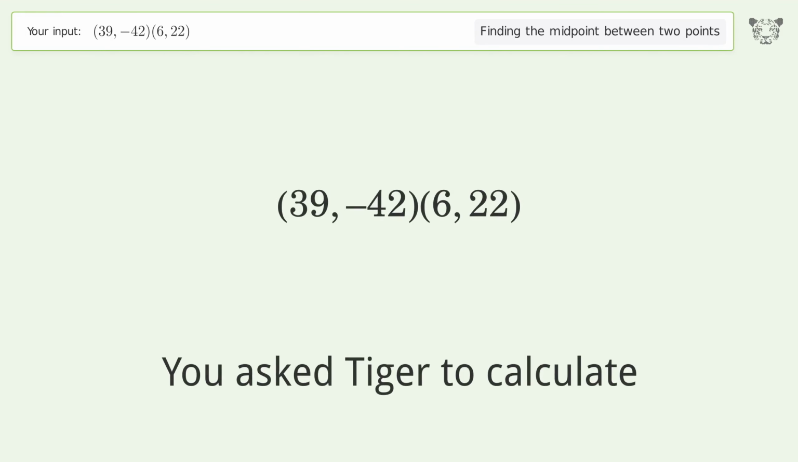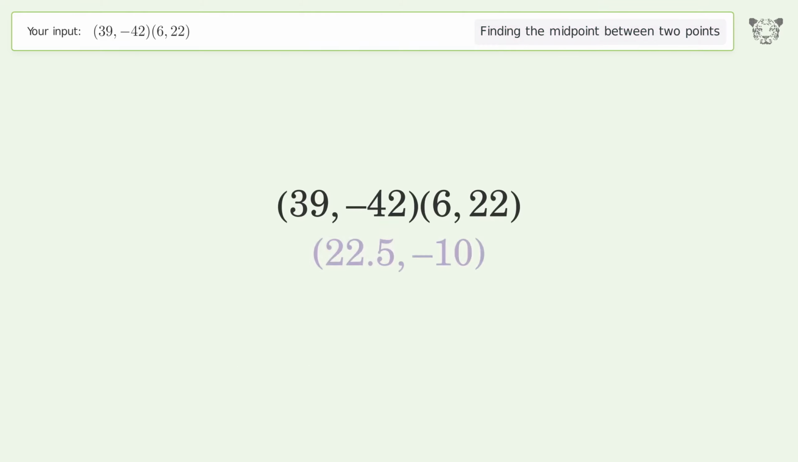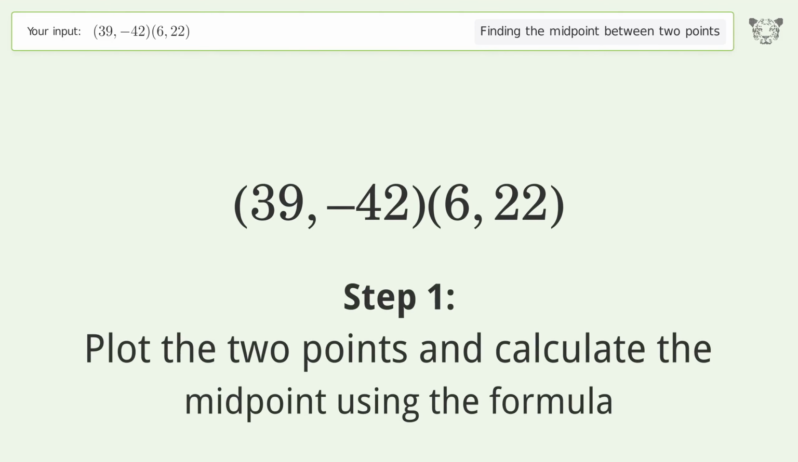You ask Tiger to calculate. This deals with finding the midpoint between 2 points. The midpoint between the 2 points is 22.5, -10. Let's solve it step by step. Plot the 2 points and calculate the midpoint using the formula.